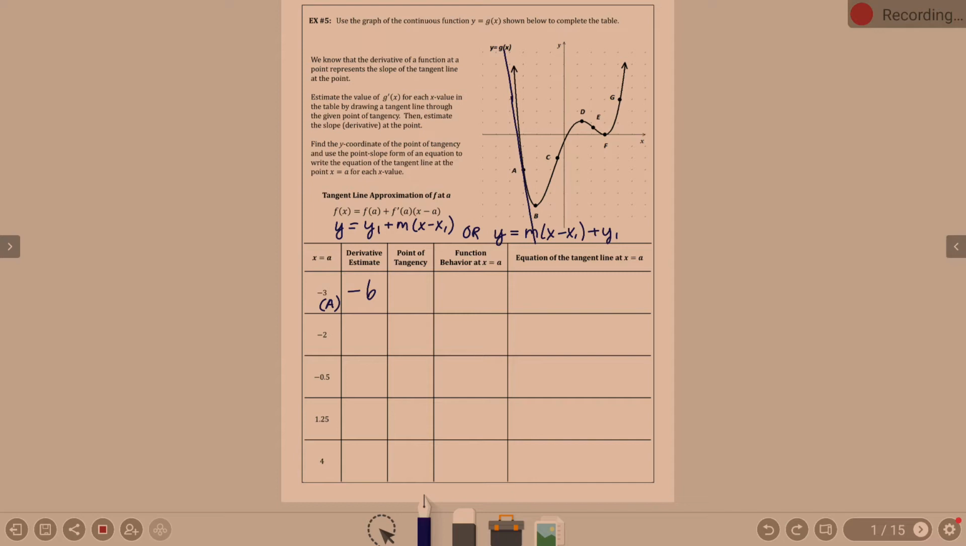Happy. Point of tangency. What are we wanting there? Where is the point of tangency? That's A, which is what ordered pair? -3, -3. What kind of function behavior do we have happening at this point? Increasing, decreasing, constant? Those are the type of terms I'm looking for. This is decreasing.